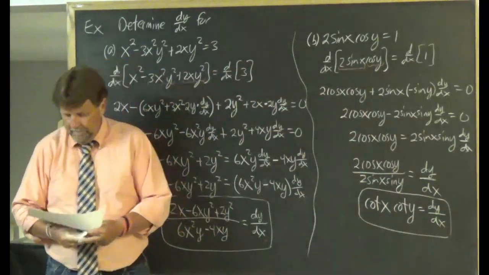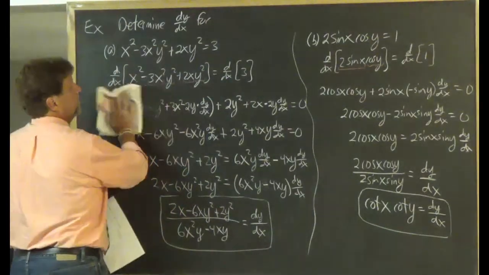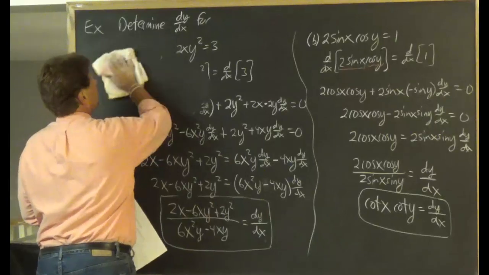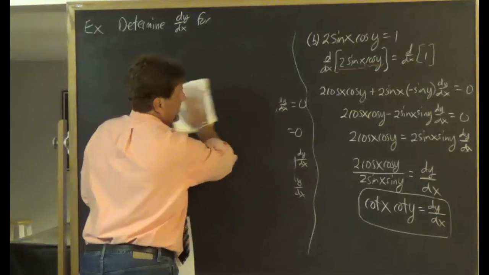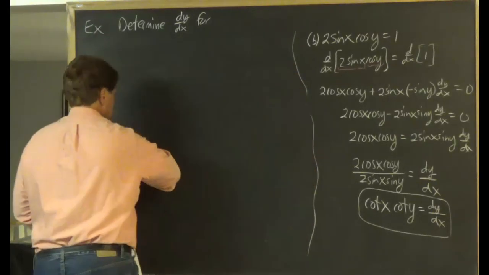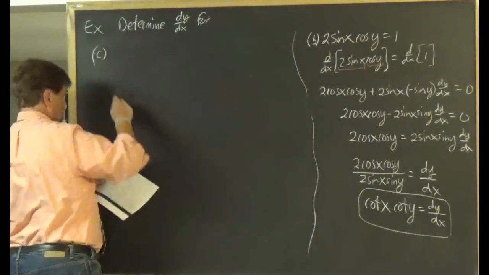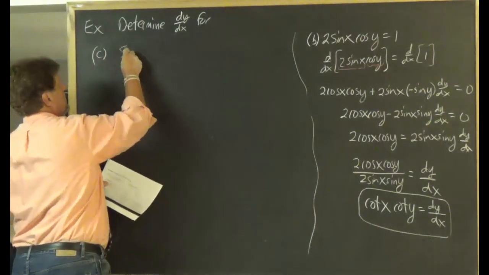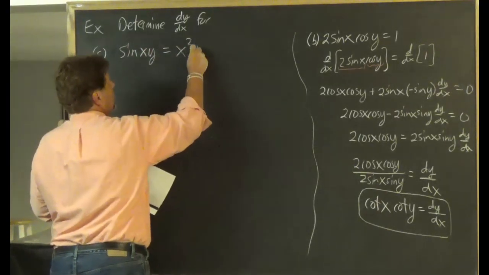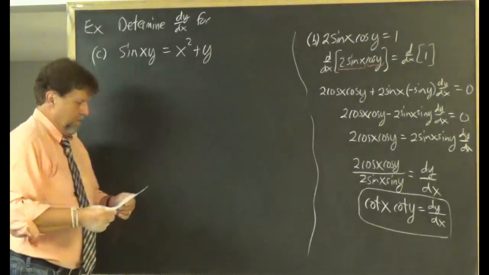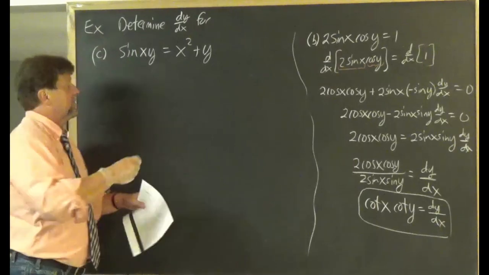So that's part B. So let's look at part C. Get this erased. So part C is the sine of xy equals x squared plus y. Yes, the first thing we should do is d/dx both sides of the equation.